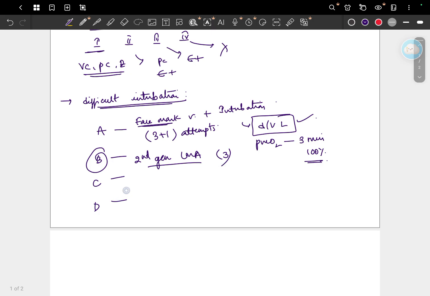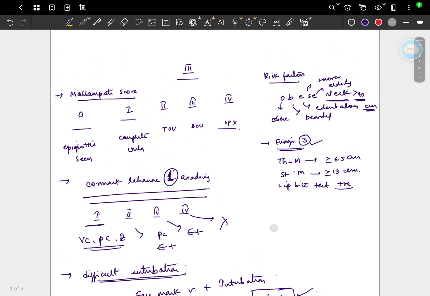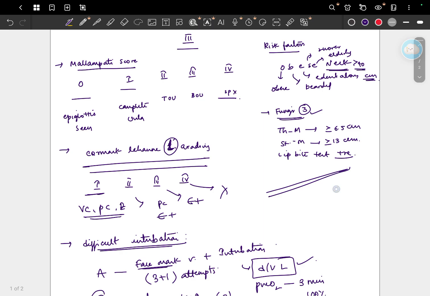Then coming to plan B, we can use second gen LMA. Max attempts is 3. In plan C we will be using only face mask ventilation. If there is restriction of mouth opening, we will be using FONA, front of neck access, or scalpel cricothyroidotomy. So these things can be used. Also, risk factors of Mallampati can be seen by fiber optic intubation.